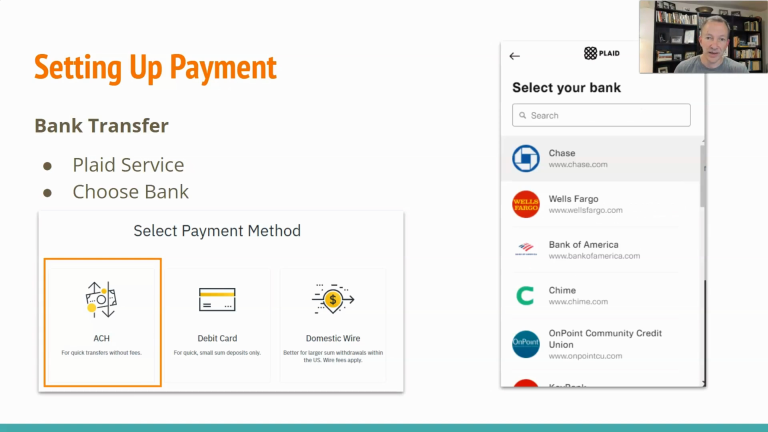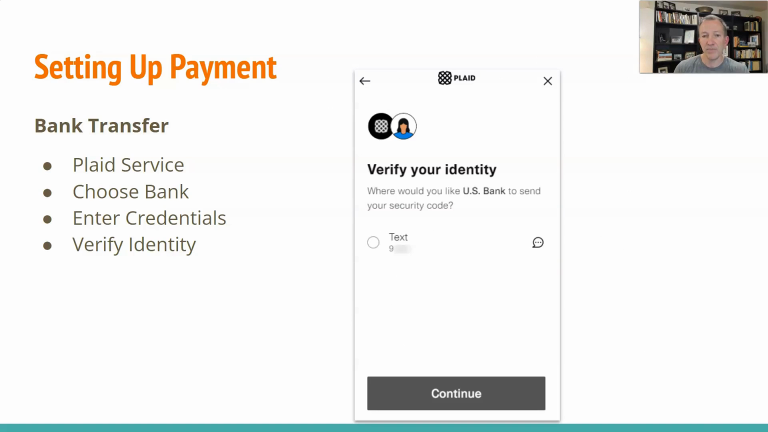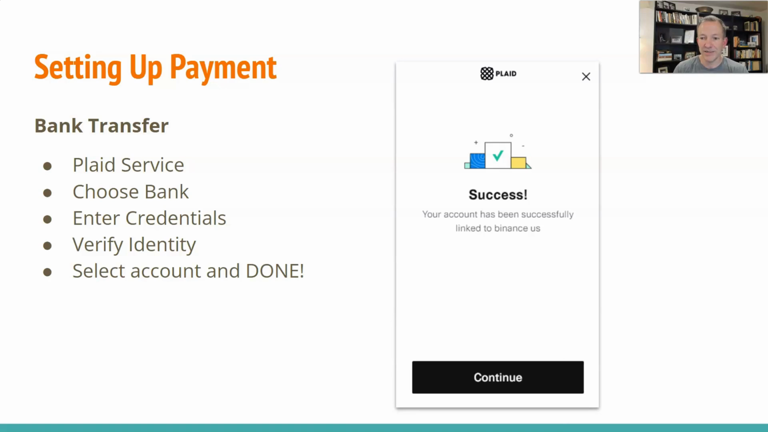So first of all, you select your bank. And yes, they are all up there, just about any that you can think of. Once you choose your bank, you're going to enter your credentials for your bank account. Once you do that, they're going to do a two-factor authentication to make sure it's you. So they're going to text you a code to your mobile number. And again, you're going to put that right back in there. And that's it. It's that easy.